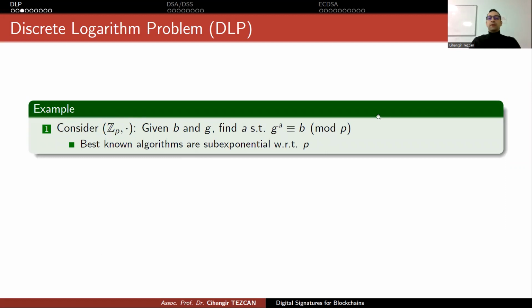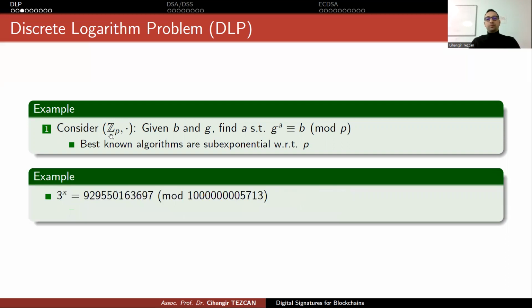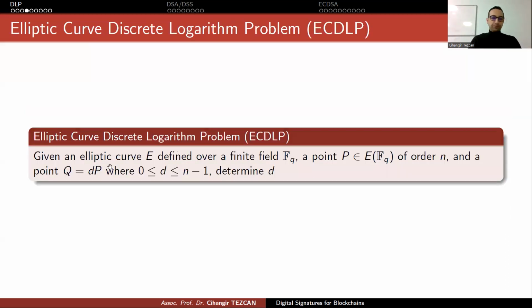So we use this one in the digital signature algorithms, but we will use the elliptic curve discrete logarithm problem in elliptic curve digital signature algorithms, because this problem will be harder, and instead of Z_p, I use points of the elliptic curve. So let's move on to this example.